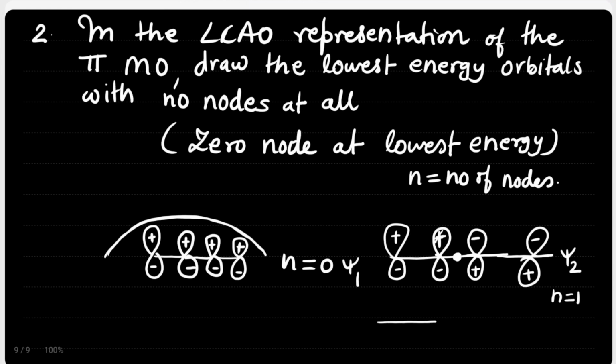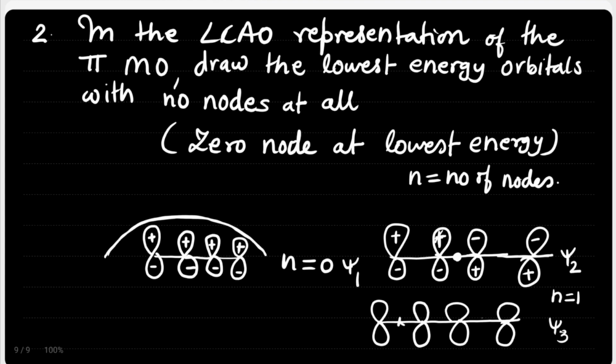Now let us move towards psi 3. Again I am drawing the 4 lobes. Here for psi 3 the number of nodes will be 2, so I can put 2 nodes. Whenever there is a node, I put opposite signs, and there is no node between these two, so they are in phase. There is one node here, so they are out of phase, meaning the opposite direction. So here n is equal to 2.